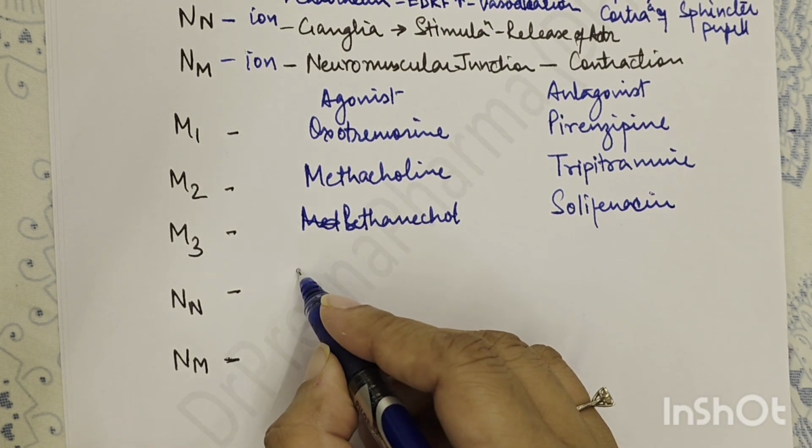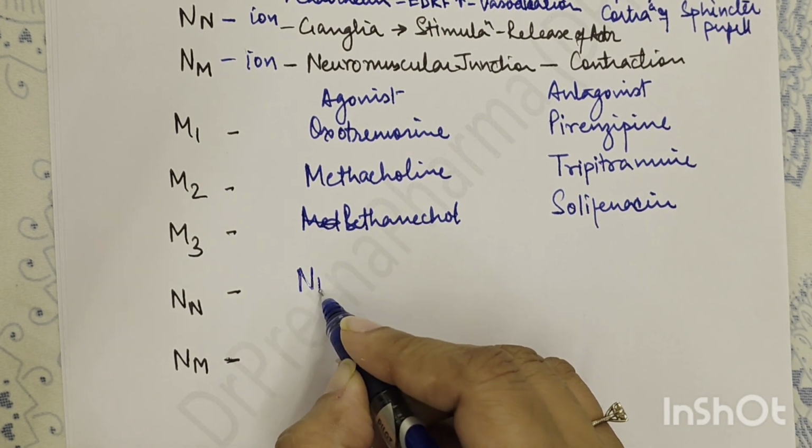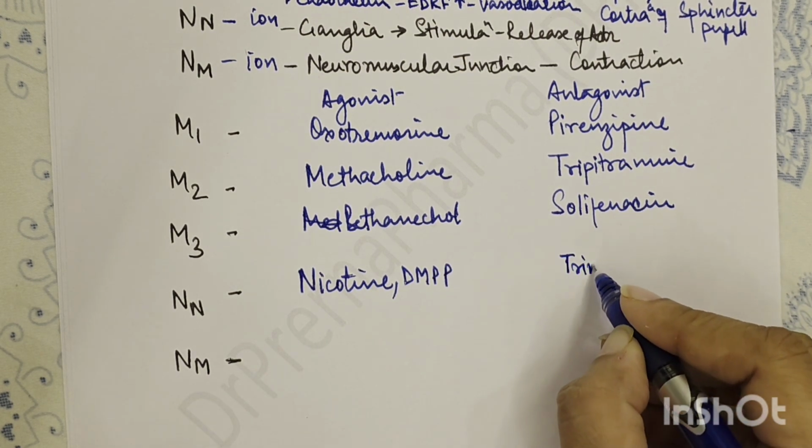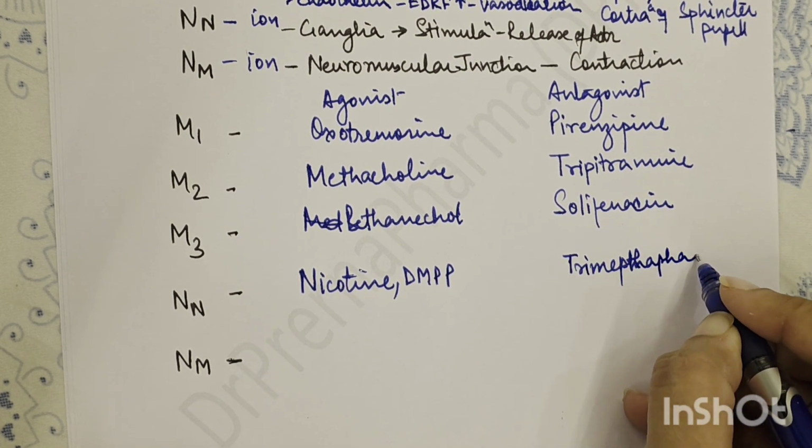Okay, NN: agonists are nicotine and DMPP. Antagonists are trimethaphan and hexamethonium.